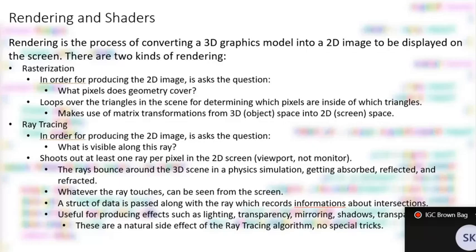A structured data is passed along with the ray, which records information about intersections. This is useful for producing effects such as lighting, transparency, mirroring, shadows, and transparent shadows that may be caused, for example, by stained glass. These are all a natural side effect of the ray tracing algorithm. No special tricks are necessary.